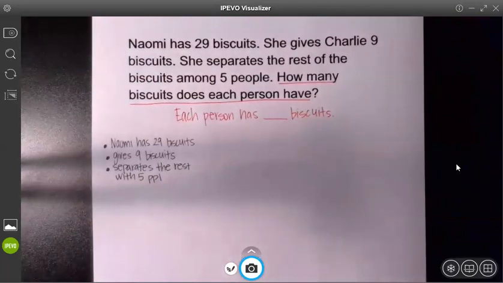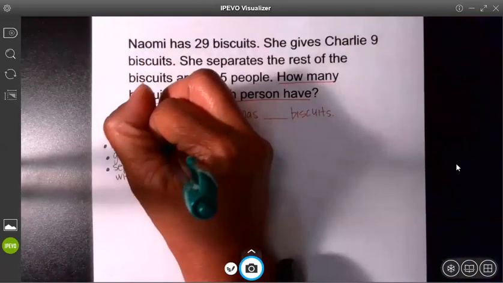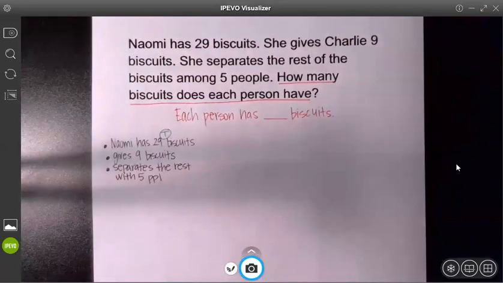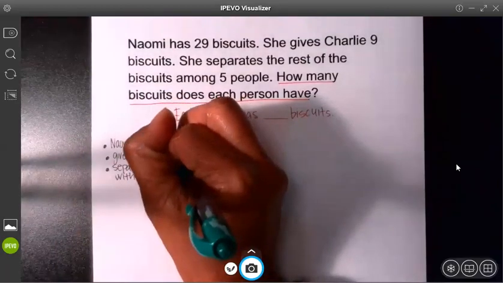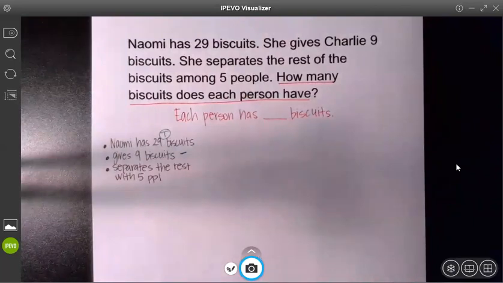Okay, so now we've taken out the information that the problem has given us. So let's just take a quick look at this information. Okay, so we know that Naomi has 29 biscuits. If that's how many biscuits she has, we know that that's going to be some type of total. So I'm just going to write a T for total. And then the next one that we see, gives 9 biscuits. Well, what happens when you're giving something away, right? You're taking it away. So I know that this is going to have something to do with subtraction. So I'm just going to put a subtraction symbol right there.